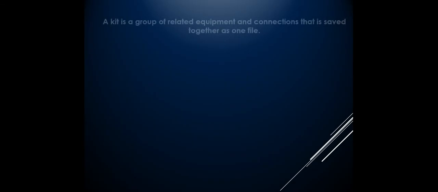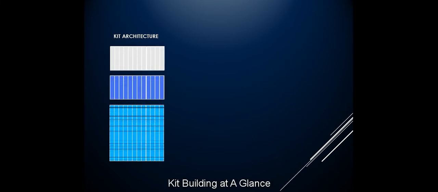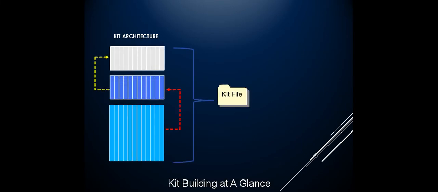Welcome to the ISP 360 video tutorial on kits. A kit is a group of related equipment and connections that is saved together as one file, which retains all equipment attributes and connectivity. We will review building a new kit and how to place and modify them.